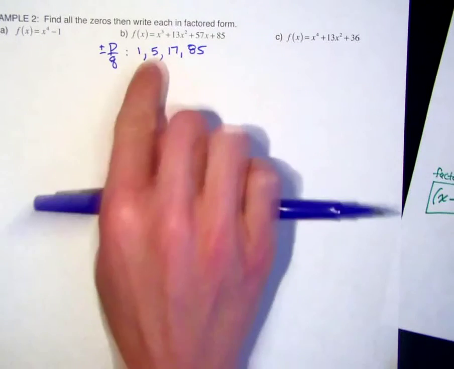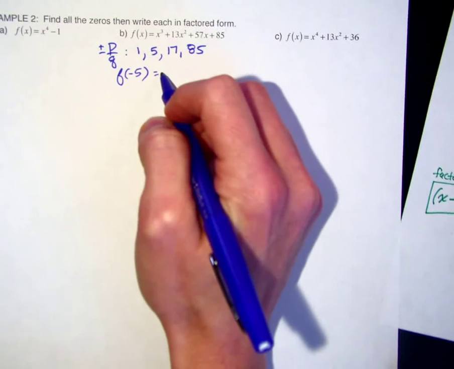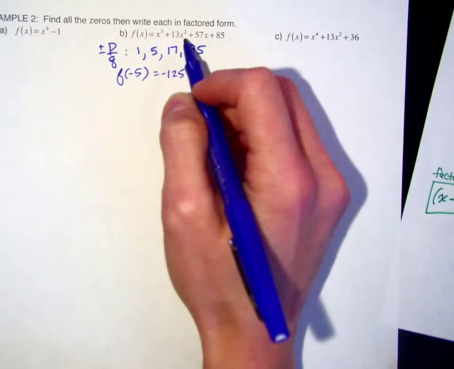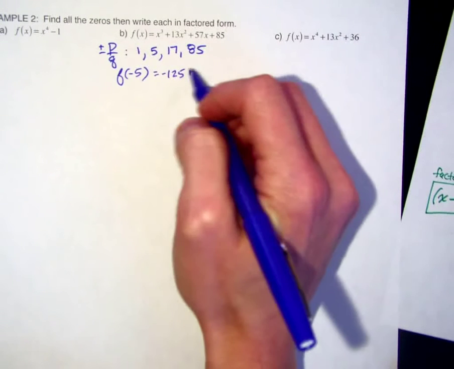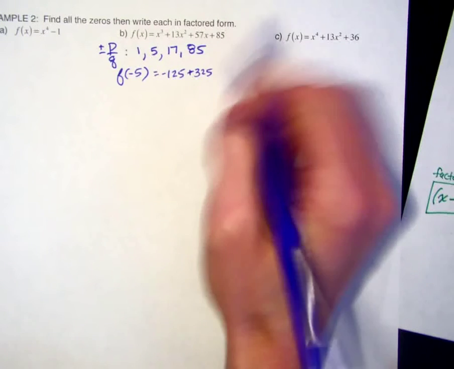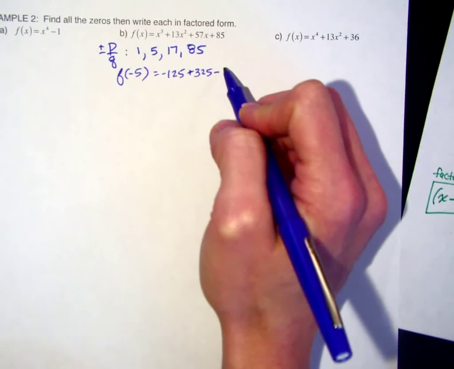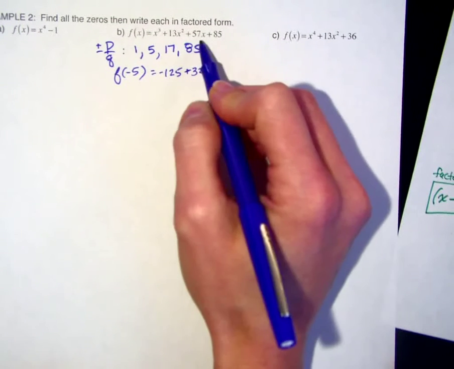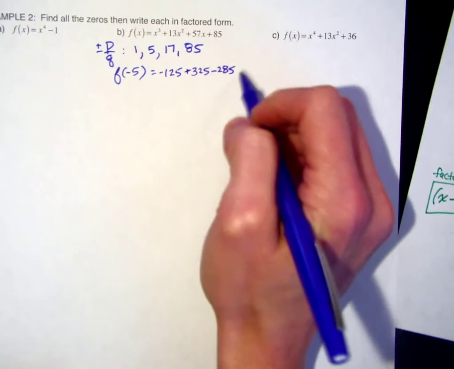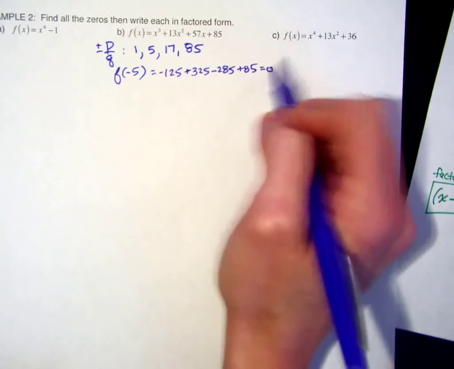And then if we plug in -5, then we get -125, and then 25 times 13 is 325. And then 57 times -5 is, anybody? 57 times -5 is -285, and then plus 85. So you add all this together, and what ends up happening? You get a 0. So we have found one of the zeros.